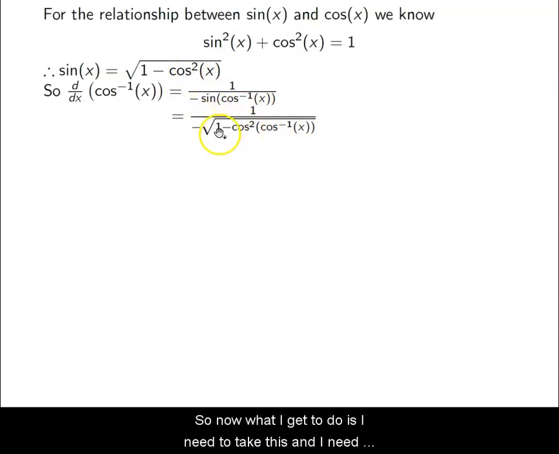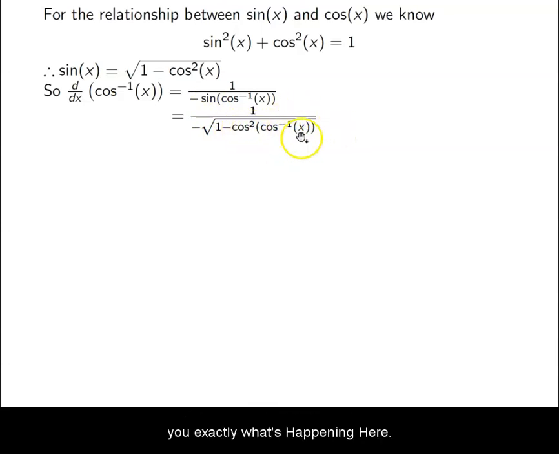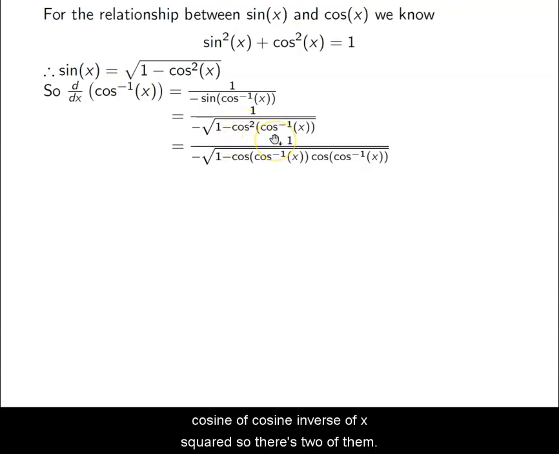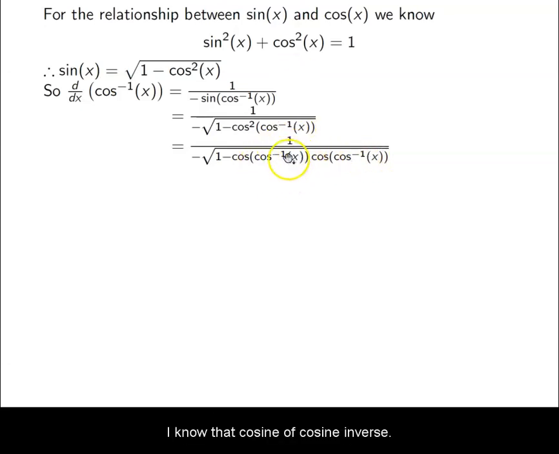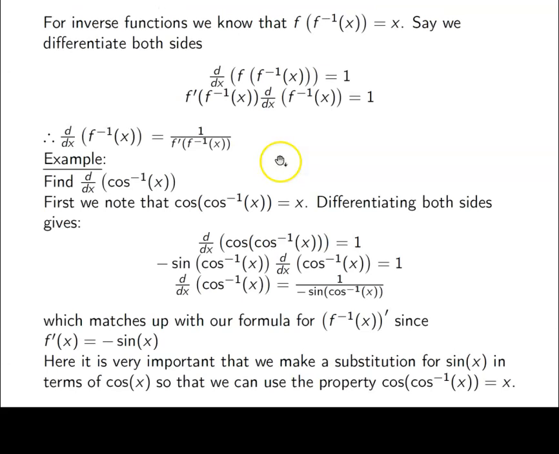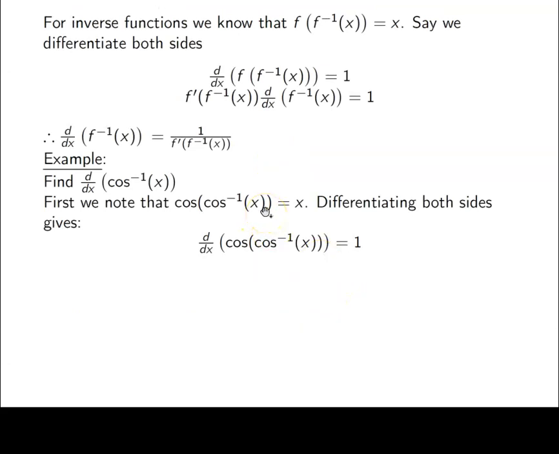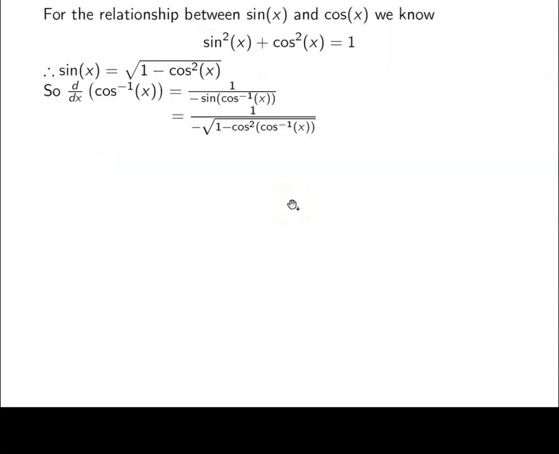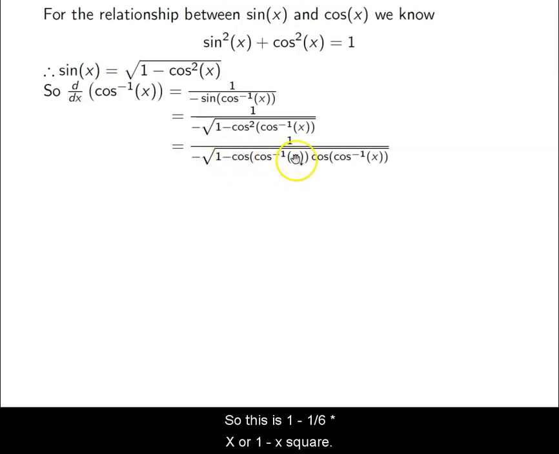Now I need to separate this into its two parts. You don't always have to do that, but for this example, I want to show you exactly what's happening here. Because this is cosine of cosine inverse of x times cosine of cosine inverse of x. It's being squared, so there's two of them being multiplied. I know that cosine of cosine inverse of x is x, so I can replace each time I see this with x. So this is 1 minus x times x, or 1 minus x squared.